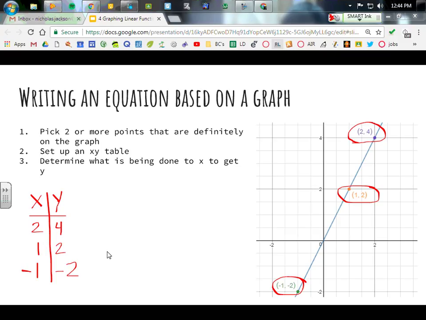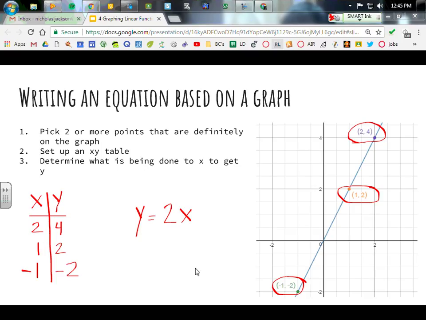So once you check that off, move on to see if there's a constant that you're multiplying by x to get y. All right, so 2 times 2 is 4. Okay, let's test this with everything else. 1 times 2 is 2, and negative 1 times 2 is negative 2. So our constant here is multiplying by 2. So our function has to be y equals 2x. All right, every time we multiply by 2.